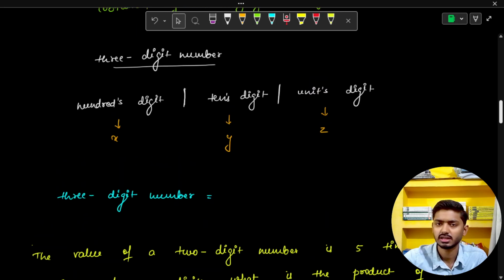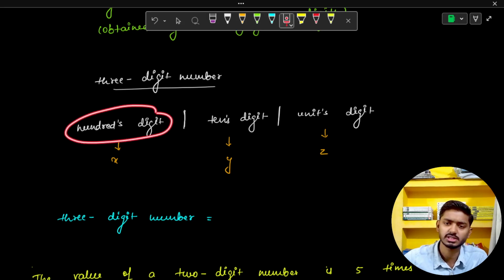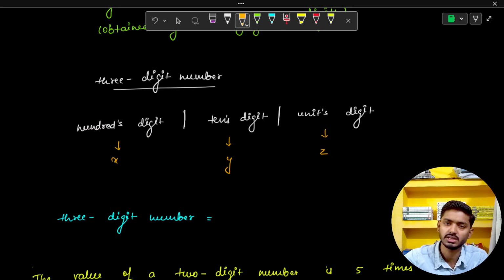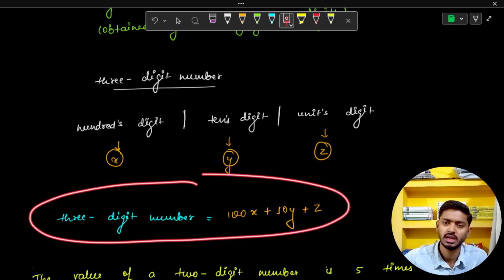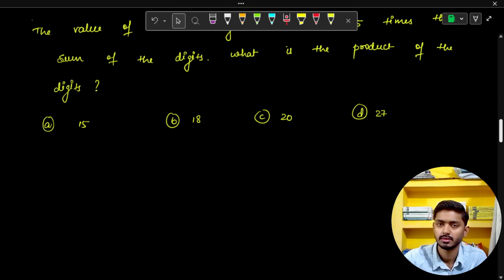What if they ask us about a three-digit number? Very simple: we'll assume the hundreds digit to be x, the tens digit to be y, and the units digit to be z. We need to multiply 100 to the hundreds digit, that is 100x, 10 to the tens digit, that is 10y, and 1 to the units digit, that would be z. This is how we assume a three-digit number. I guess we are pretty clear about this. Now let's solve a few questions based on the same.